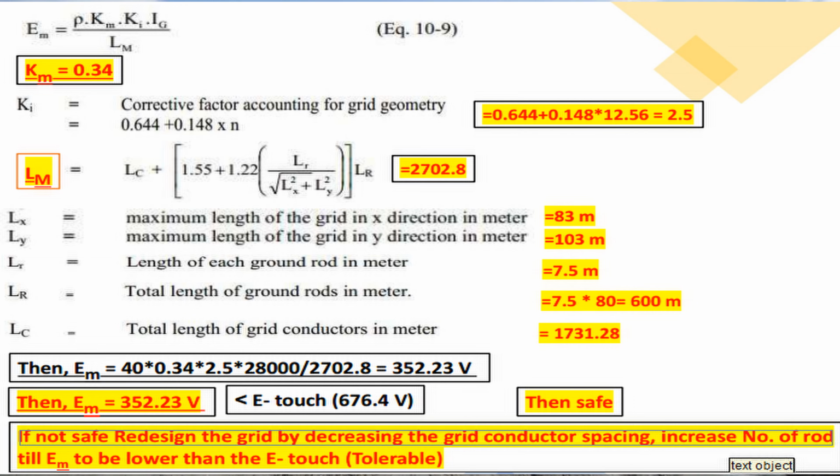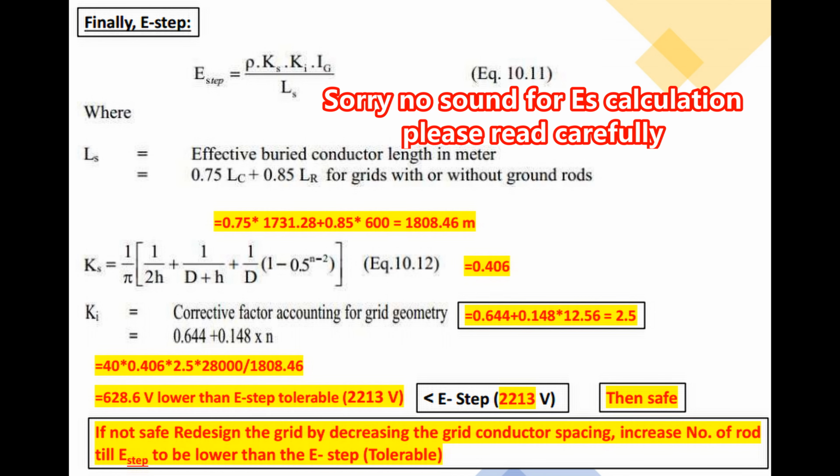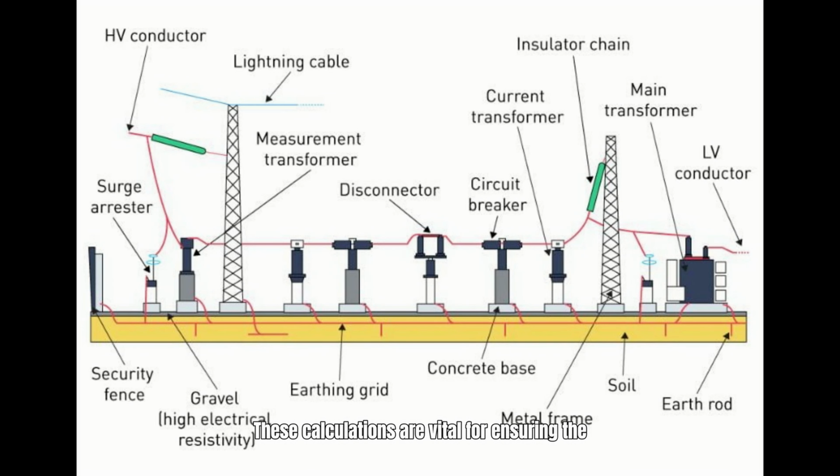Comparing this to a tolerable touch voltage of 676.4 volts, we find that E_M is less than E_touch, indicating the design is safe. If the design were not safe, redesigning the grid would involve decreasing conductor spacing, increasing the number of rods, or lowering the tolerable touch voltage. These calculations are vital for ensuring the safety and reliability of substation grounding systems, protecting both personnel and equipment.